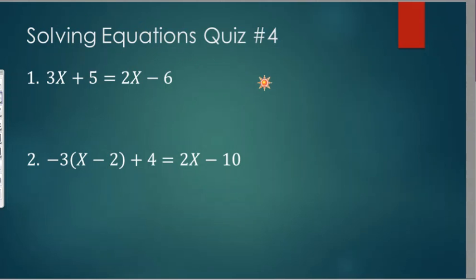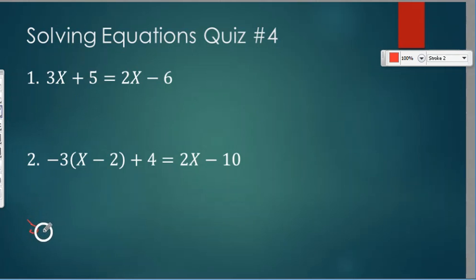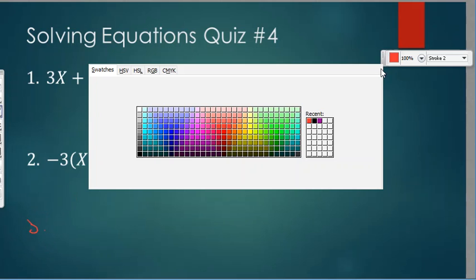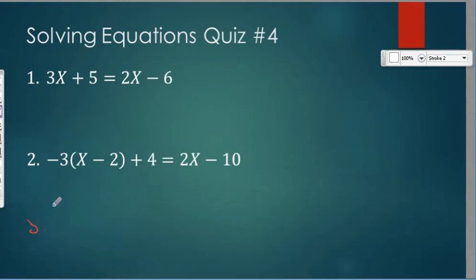Okay, so this is the quiz for this lesson. The first question says 3x plus 5 equals 2x minus 6. The second question says negative 3 times the quantity x minus 2, plus 4, equals 2x minus 10. And I am going to add a third question here. And actually, I'll go ahead and add it in white, just like the other ones. Okay, so this is your chance to practice some of these.